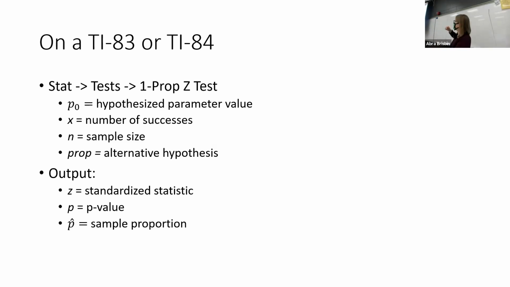So in the output, it's going to give you z. That's the standardized statistic, or in other words, the z-score that corresponds to your data value of 56. The thing that's labeled as p is the p-value, and the thing that's labeled as p hat is the sample proportion. So that's just 56 divided by 400.